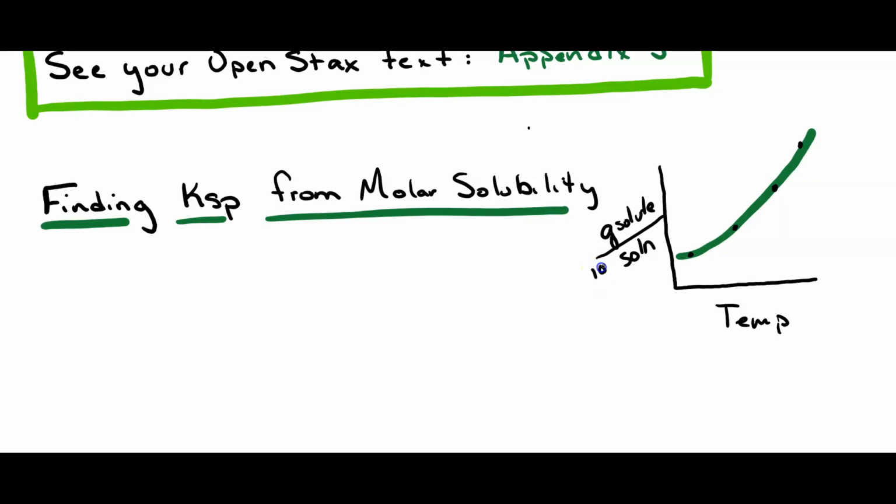Sometimes this was 100 grams or 100 milliliters, and you created a graph that gave you the solubility of a saturated solution along your best fit curve. So sometimes that information is provided for you. Let's do an example with silver bromide.